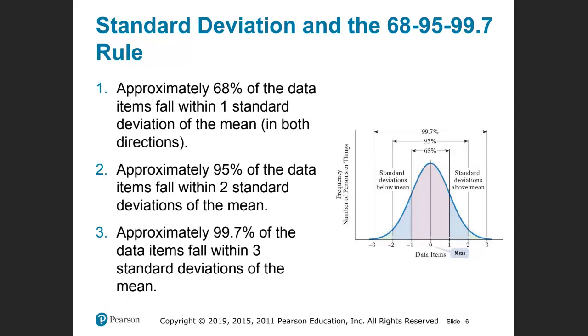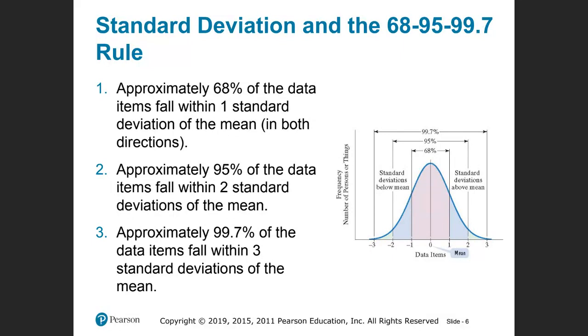Now we're getting into that rule that we referred to. Approximately 68% of the data items fall within one standard deviation of the mean. So over here to the right, that would be the pinkish area. It's one standard deviation to the left and one standard deviation to the right of the mean.